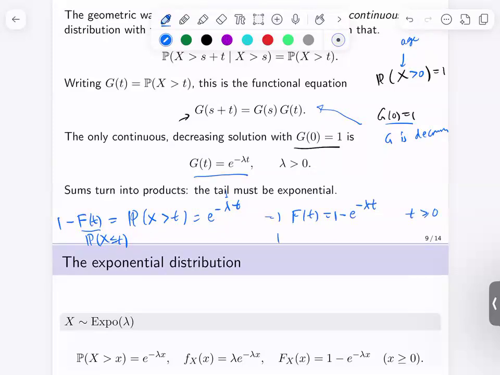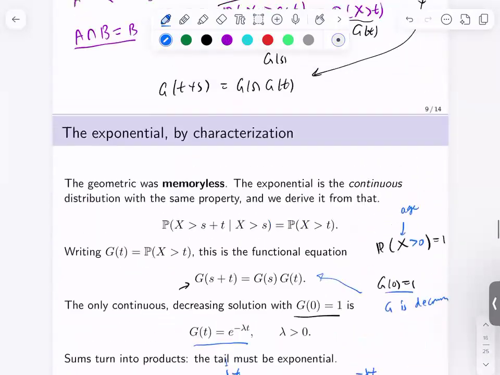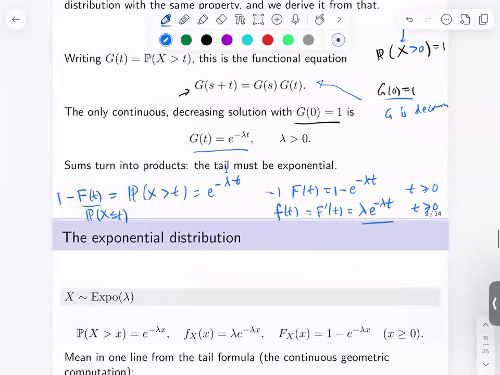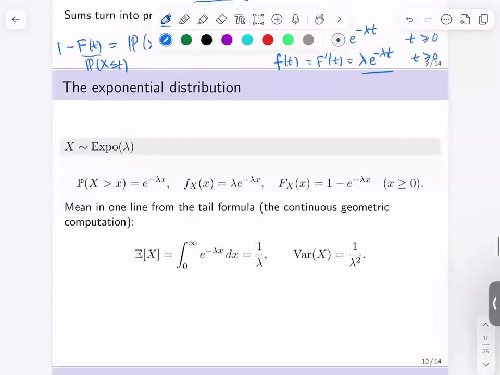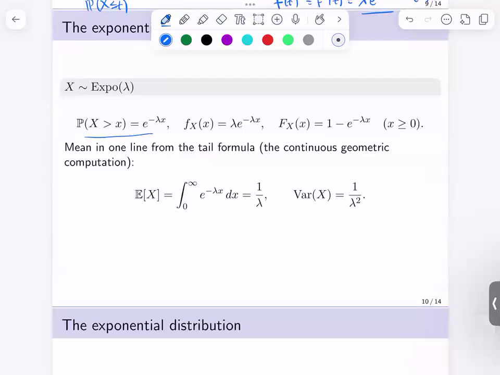If you differentiate, you get the PDF f of t. The derivative of this is lambda e to the negative lambda t, for t bigger than or equal to 0. So this is the PDF of an exponential random variable. The exponential random variable has the memoryless property, and it's derived from the memoryless property and the fact that the tail probability is non-increasing and is 1 at 0. So that's the tail probability, this is the PDF, this is the CDF. And then you can use the tail formula.